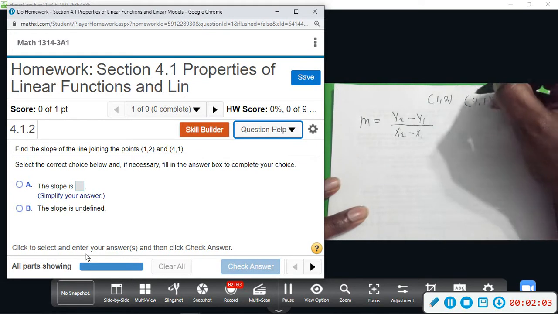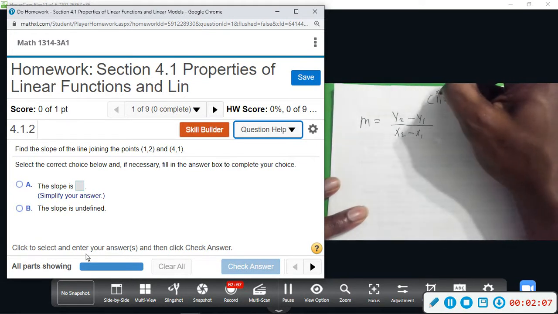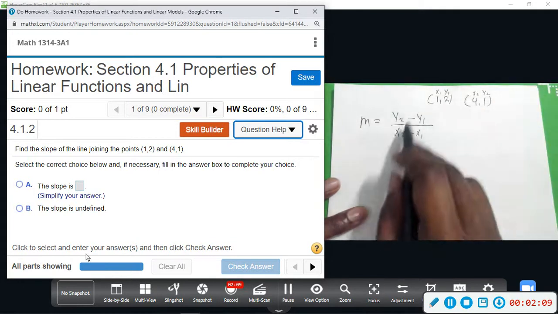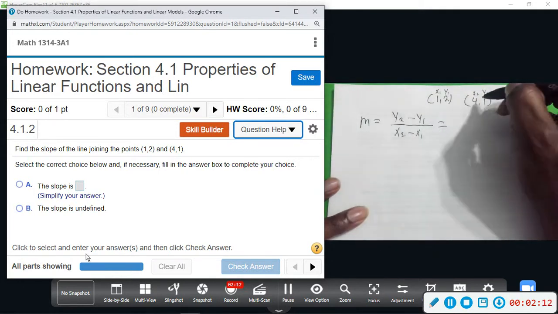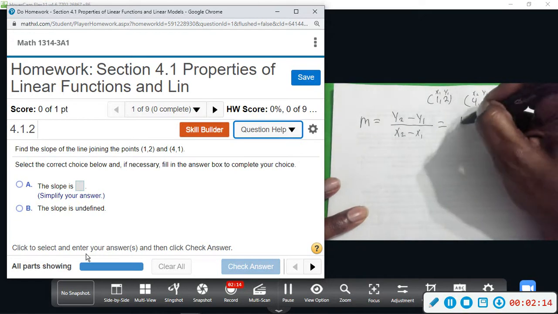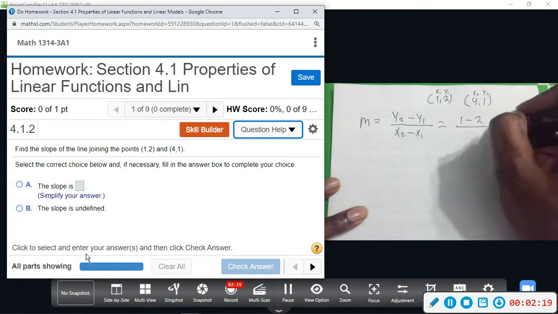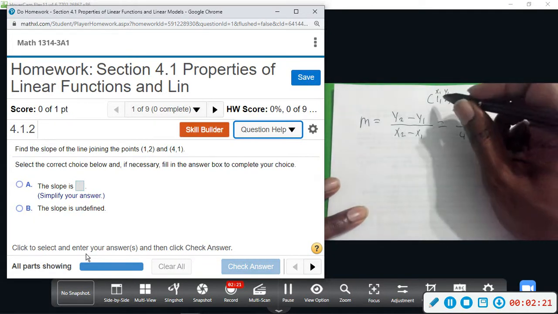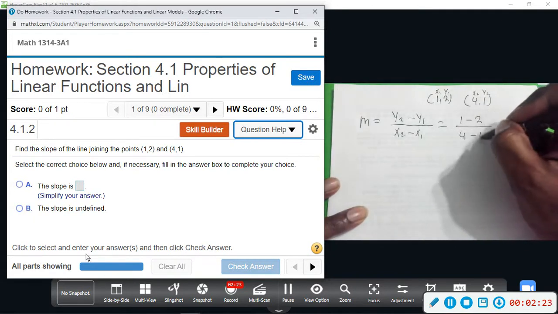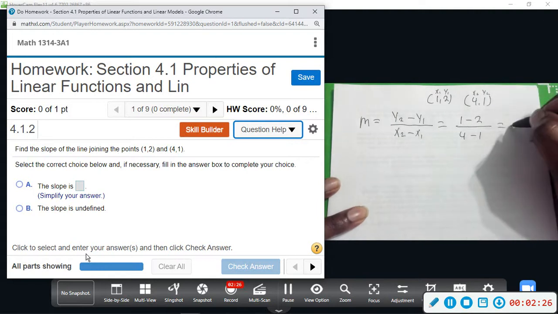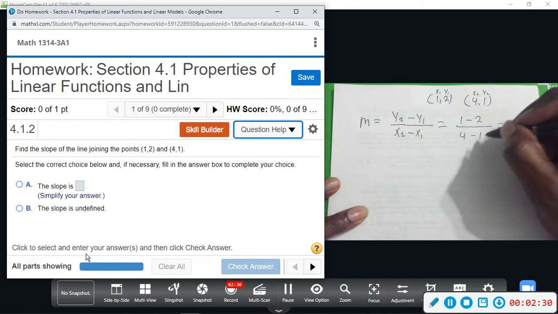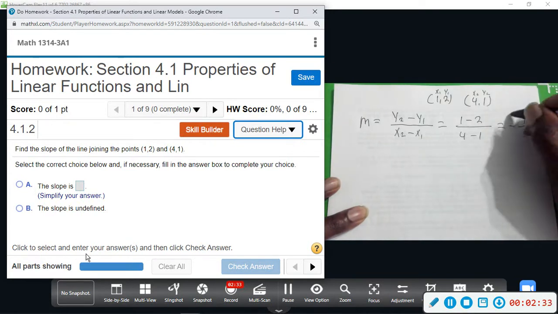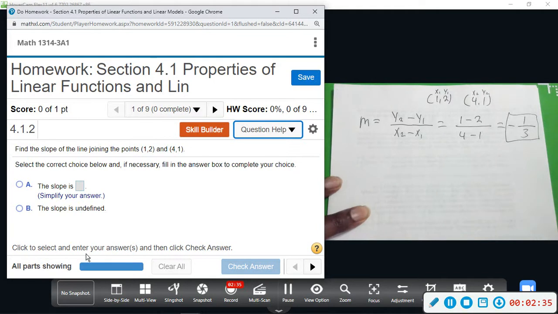Okay, so I'll call this x2, y2, and this will be x1, y1. And we'll just plug them in and find the slope. So y2 is 1, y1 is 2. So we subtract. x2 is 4, x1 is 1. When we subtract, we get a negative 1, and then 4 minus 1 is 3. So we get a negative 1/3 for our slope.